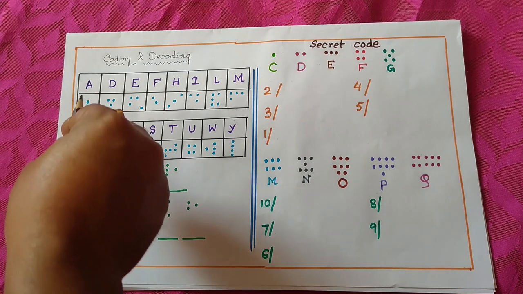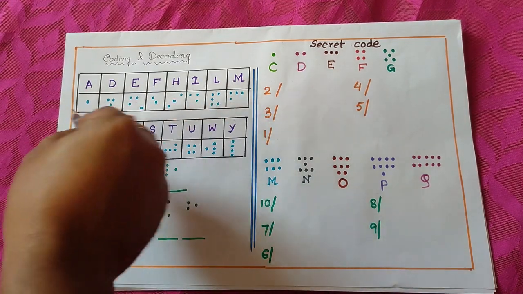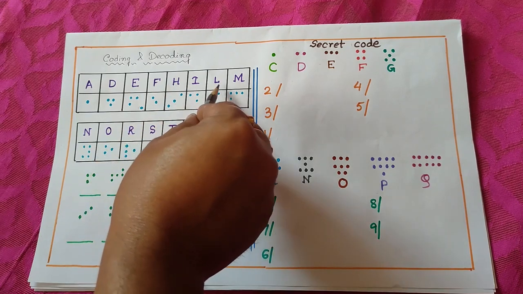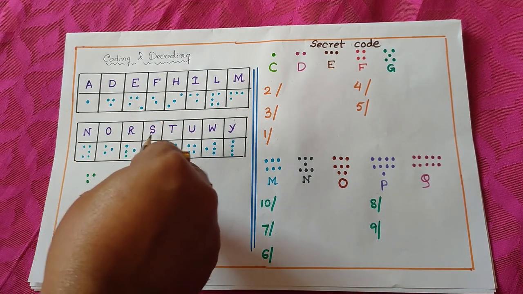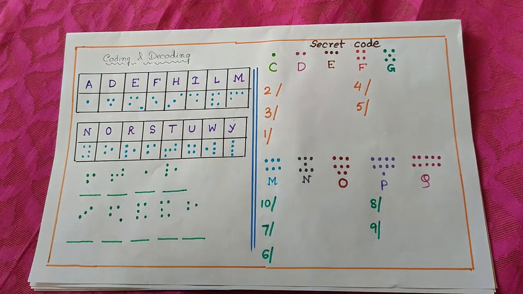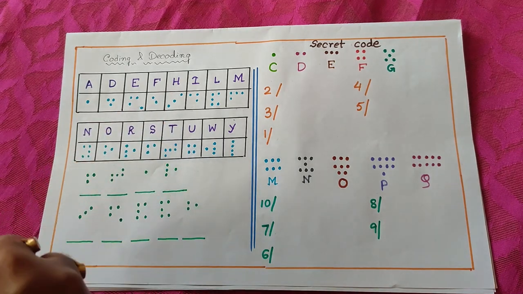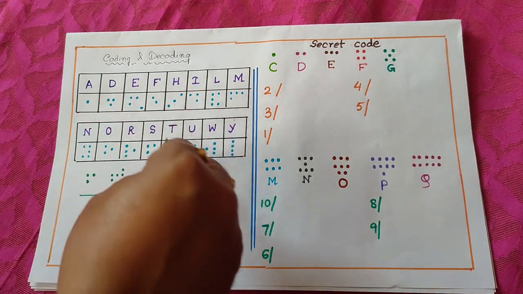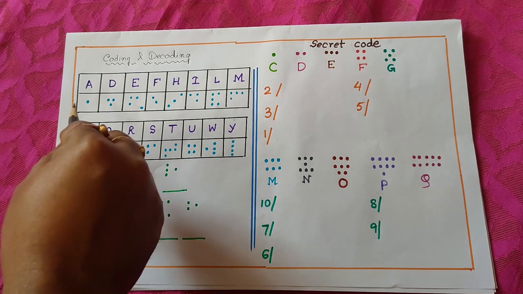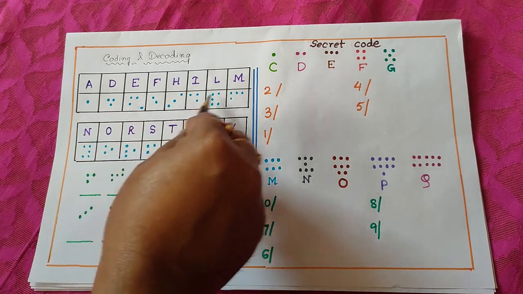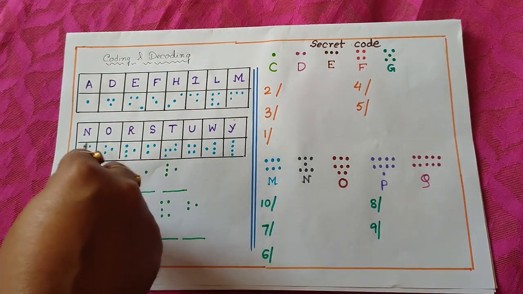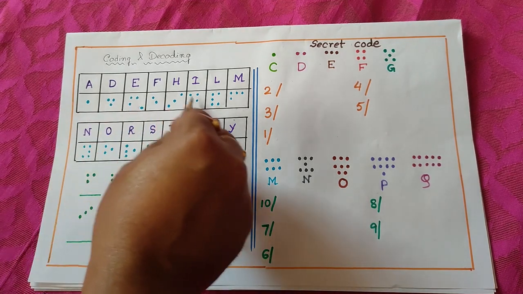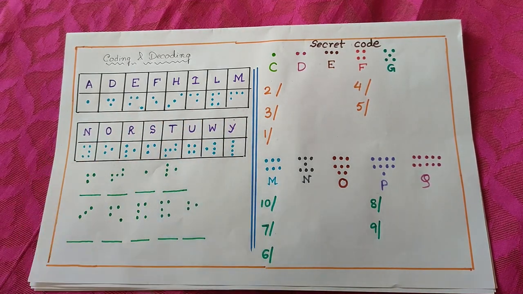First, you see we have a table with A, D, E, F, H, I, L, M, N, O, R, S, T, U, W, Y. And against these letters, we have some particular diagrams of dots, or some particular patterns of dots, as you can see over here.